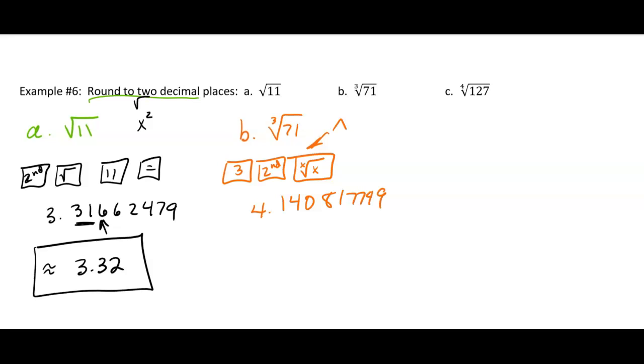4.140817749. But I want to go 2 decimal places. This time I look behind, and it's not going to round up, so 4.14. This is still an approximation, but that's what it is. You don't have to put the approximate symbol. We know that you're rounding it off, but in the real world, you would want to let people know this is an approximation.